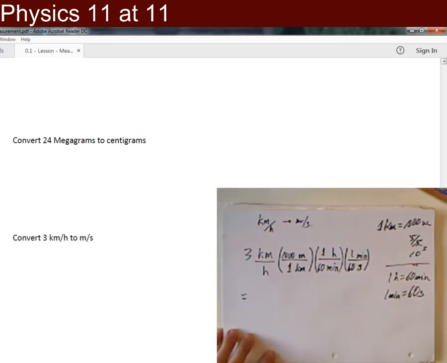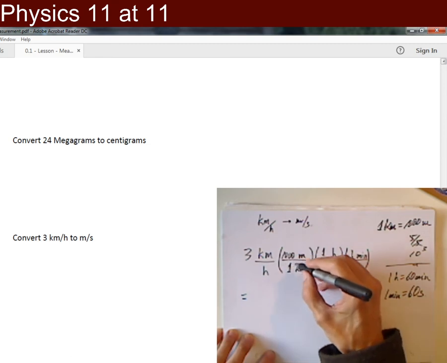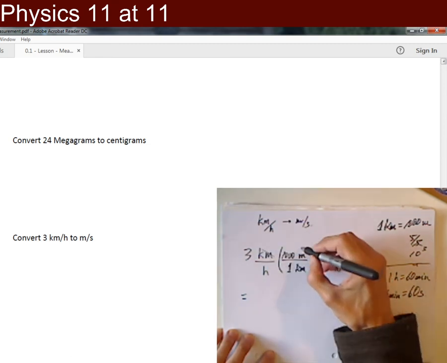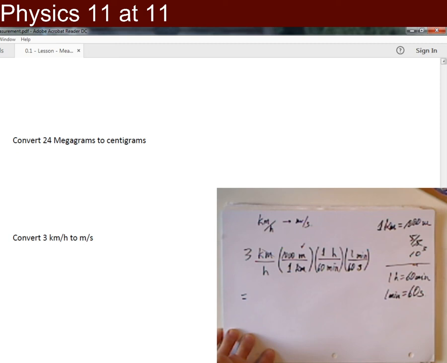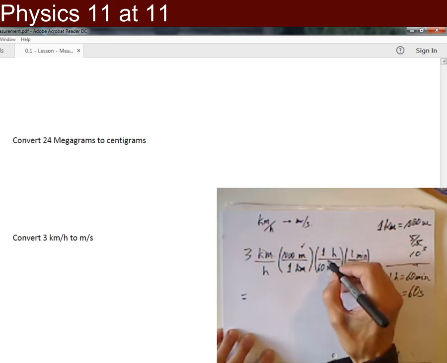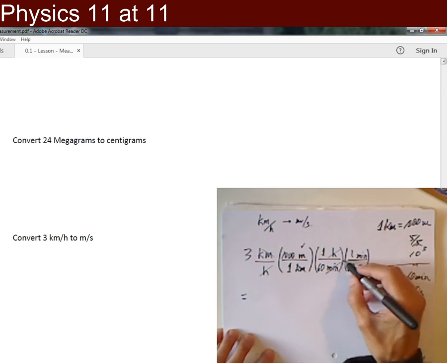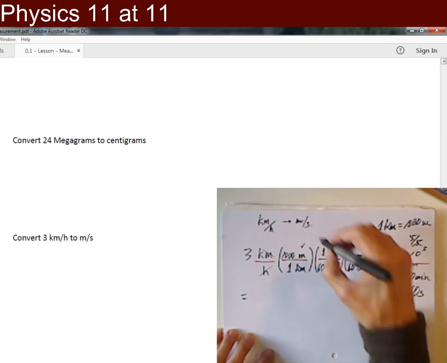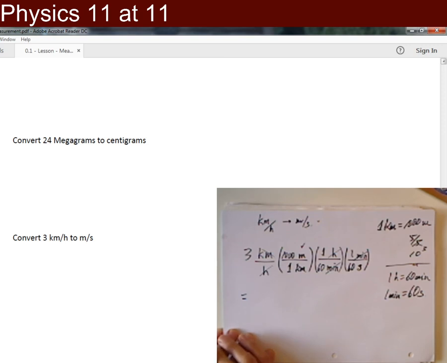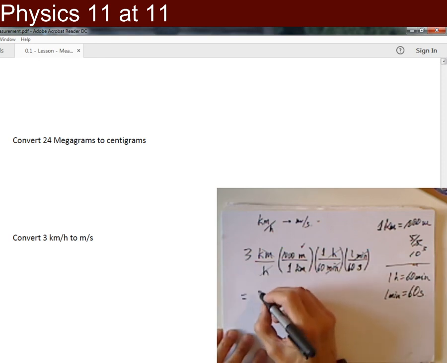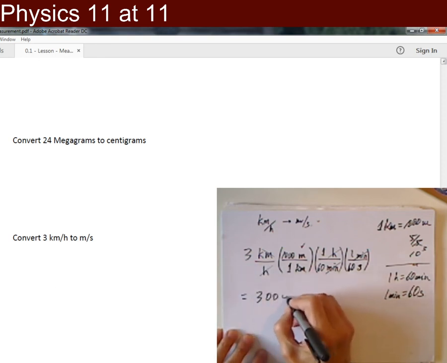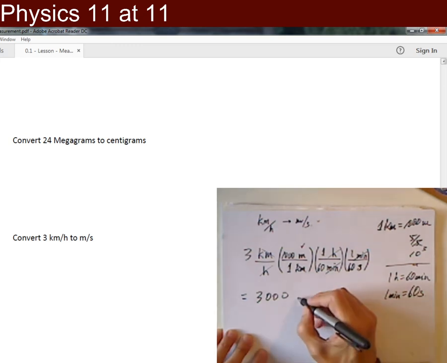So let's confirm the units. Kilometers divided by kilometers, gone. Left with meters only. That's good. We have hours divided by hours, gone. Minutes divided by minutes, gone. We're left with seconds on the bottom as we need. So this is correct. And what's left? The numbers. Top times the top, 3,000. And let's include the units because we worked hard at it.